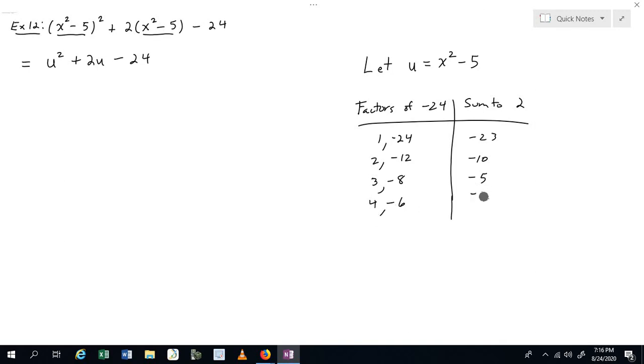So this is close. We want positive 2 instead of negative 2, so you might consider switching the signs, or continue on systematically. The next would be 5, but 5 is not a factor, so then next would be 6. So you get 6 times negative 4, and when you add these together, you do get positive 2. These are the two we need. So this is going to factor into u plus 6 times u minus 4.